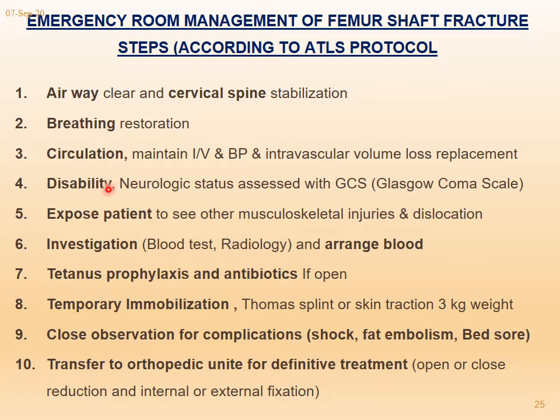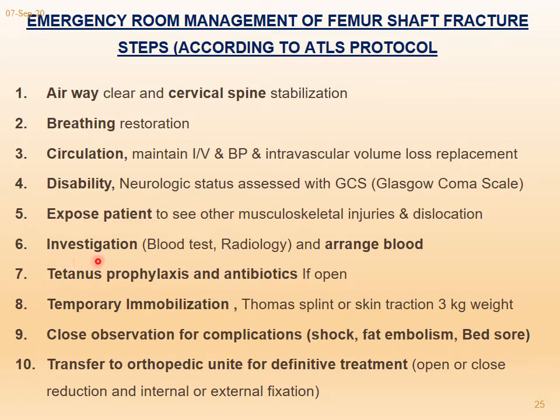Disability: these patients may have had a major accident, so they can have a head injury as well. So we assess the neurological status with the Glasgow Coma Scale. You will become familiar with the Glasgow Coma Scale when you come to your senior classes. You must expose the patient to see the musculoskeletal injuries and dislocations: shoulder dislocation, spine injuries, hip dislocation, knee dislocation. If you have not exposed the patient, you can miss these injuries.